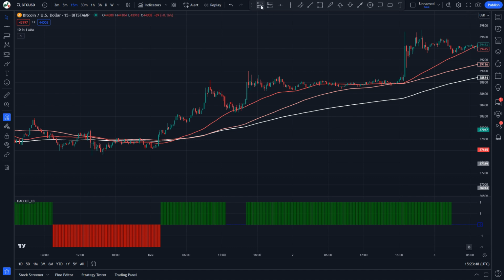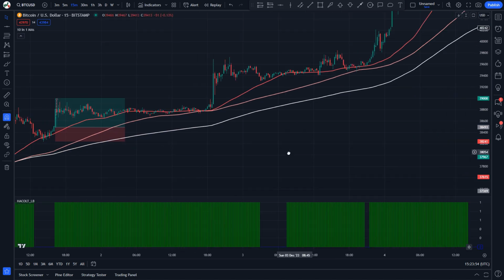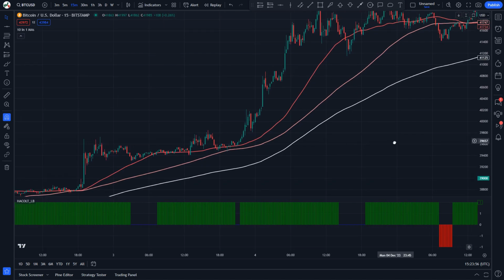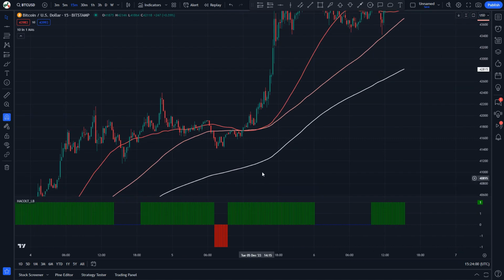Now let's take a look at the last example. The price respected the moving average with a perfect pullback. The indicator reacted by changing from green to flat. A few candlesticks later we received a buy signal.